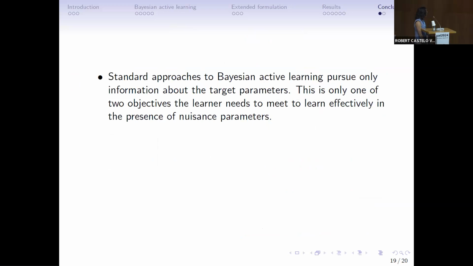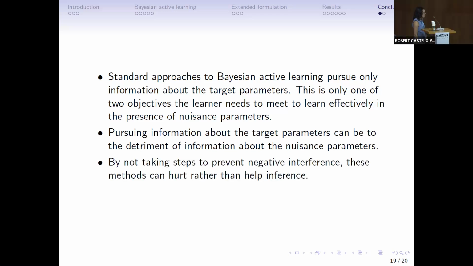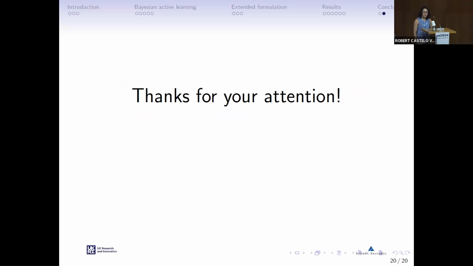And then to conclude, what we've shown is that a standard approach to Bayesian active learning pursues only information about the target parameters. But this is only one of two objectives the learner needs to meet in order to learn effectively in the presence of nuisance parameters. And pursuing information about the target parameters can be to the detriment of pursuing information about the nuisance parameters. So when I said at the beginning that these methods can hurt rather than help inference, this is what I mean: they can fail to take steps to prevent negative interference. Thanks for your attention. Any questions?